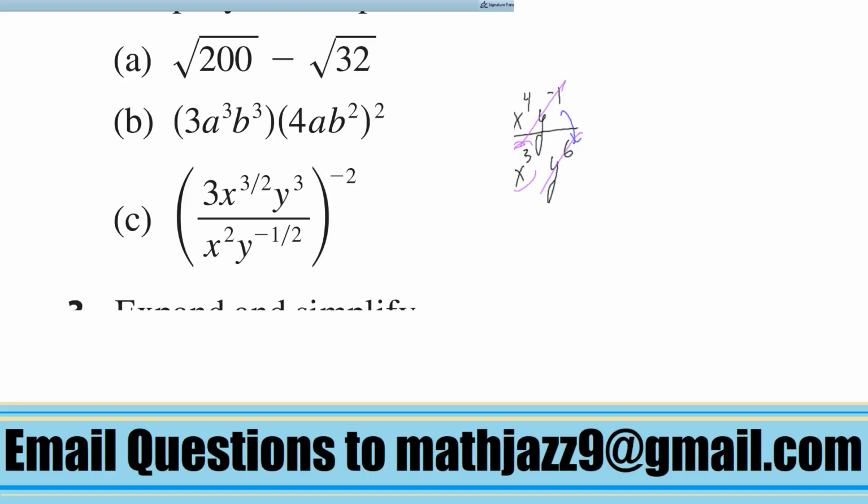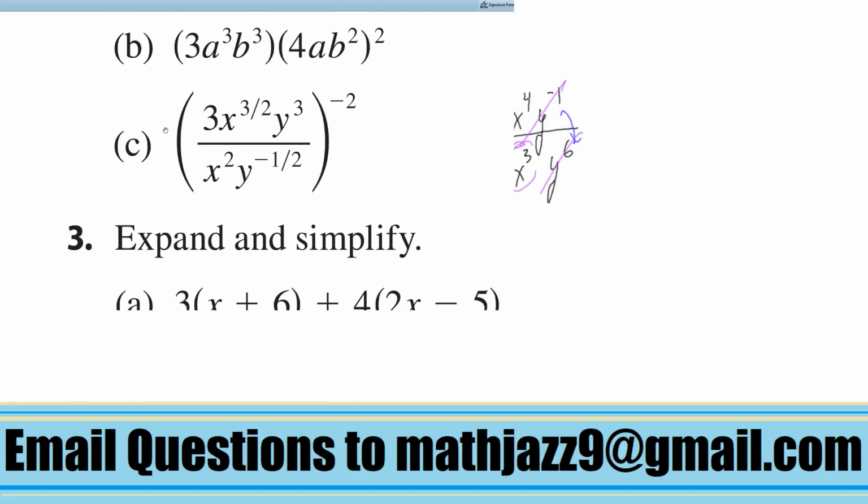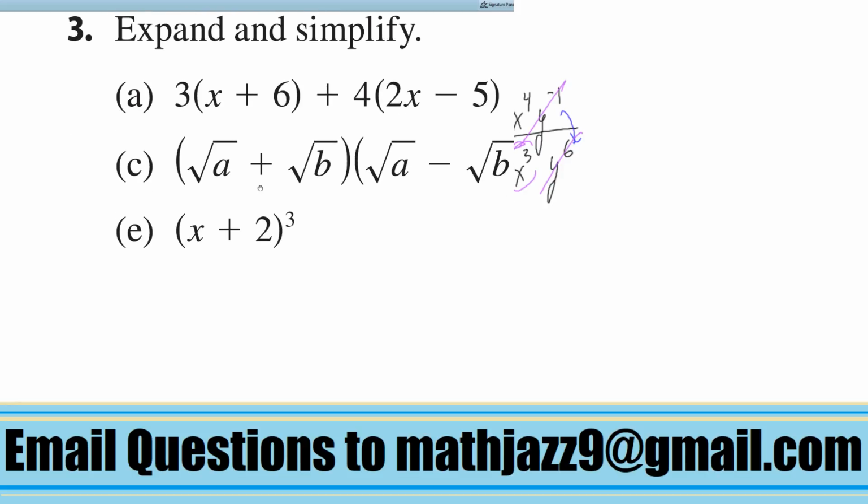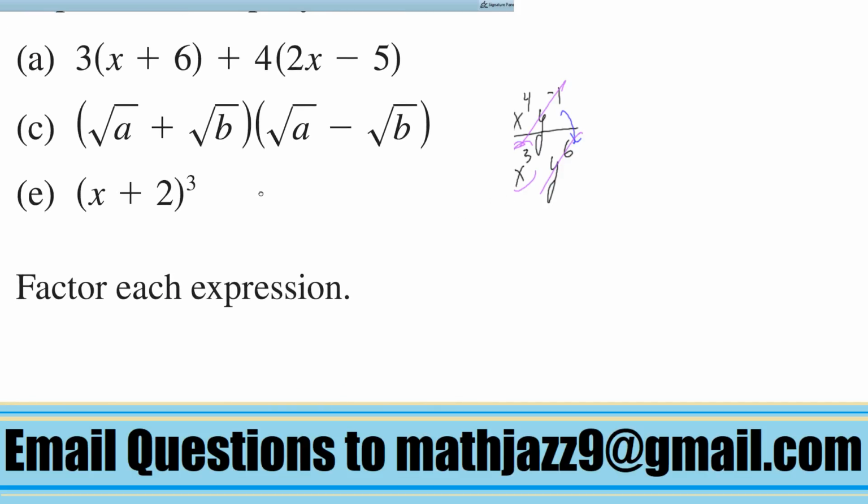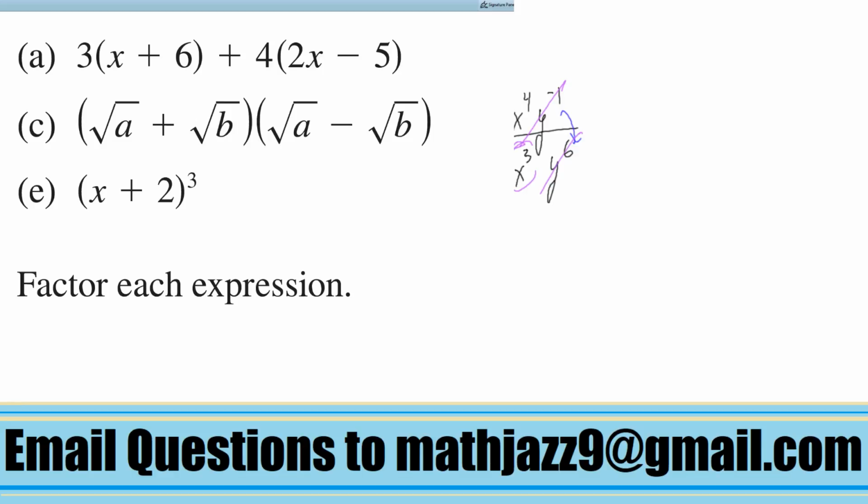And now we have to go to the next section of the textbook. So, expand and simplify. All we're going to do in this one is multiply everything out that needs to be multiplied out. So, we have 3 times x plus 6 plus 4 times 2x minus 5.